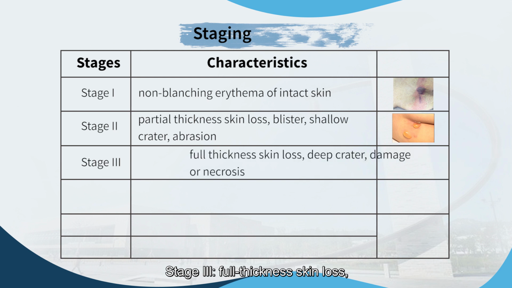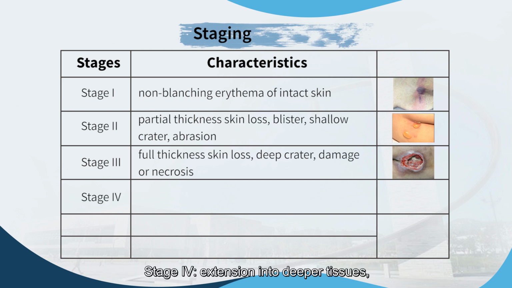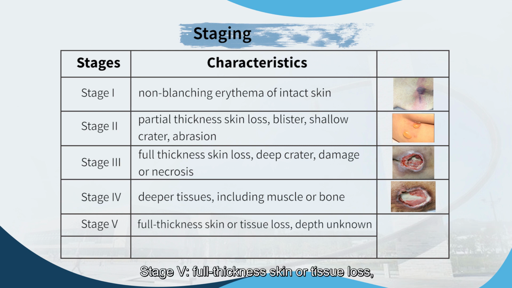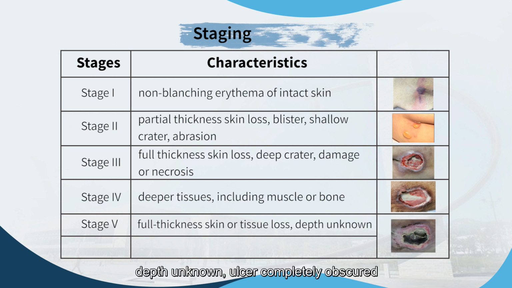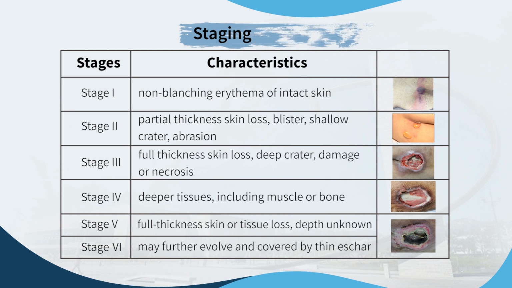Stage 3, full thickness skin loss, which may extend to, but not through the underlying fascia. Stage 4, extension into deeper tissues, including muscle or bone with possible exposure of supporting structures such as tendons. Stage 5, full thickness skin or tissue loss, depths unknown, also completely obscured by slough or eschar in a wound bed. Stage 6 may further evolve and be covered by skin eschar.